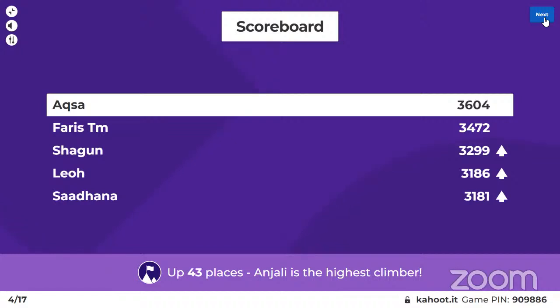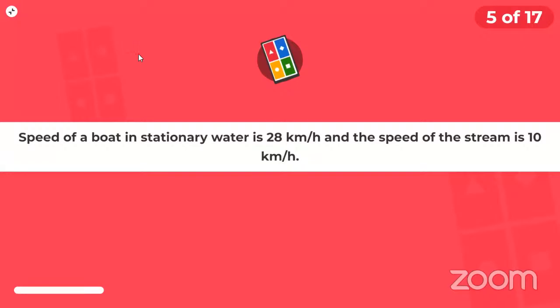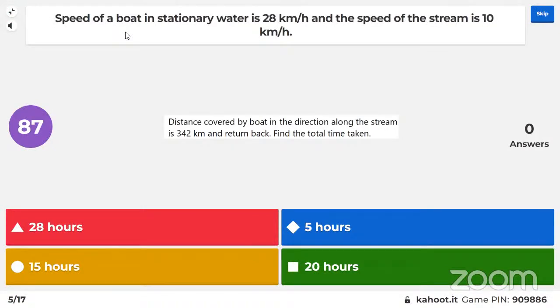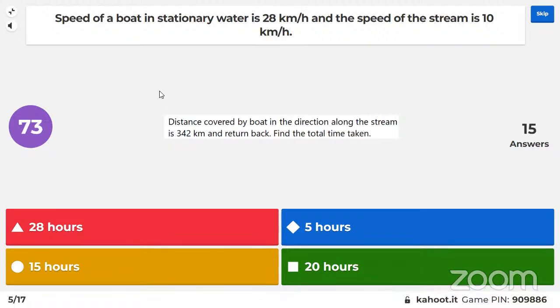A lot of interesting questions and double points are also coming up. We are almost reaching 1/3 of the quiz. We've almost covered 33% of the quiz. Anjali, meanwhile, is the highest climber with 43 places up. That's great going, Anjali. Let's take a look at question number 5. Here it is on your screens. Please note the time available on the left-hand side. The time pending in seconds would be shown.